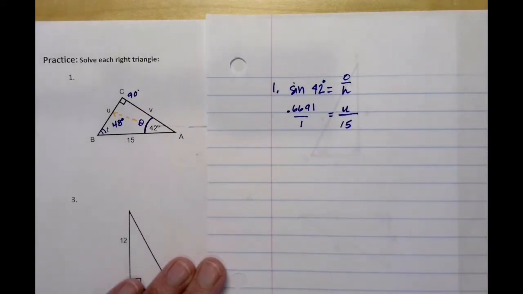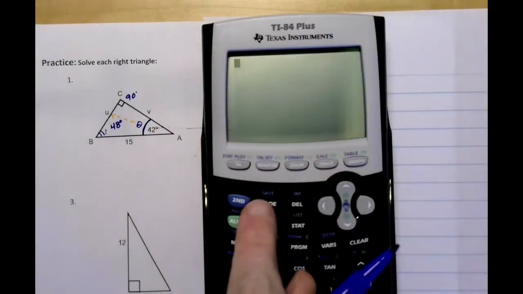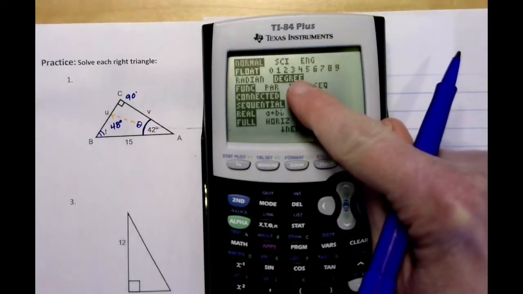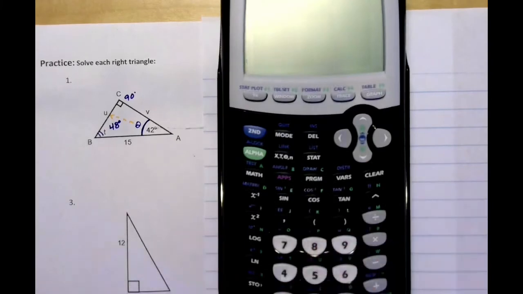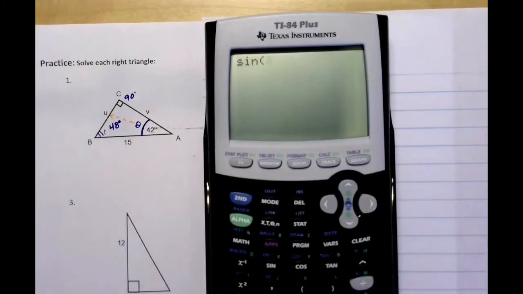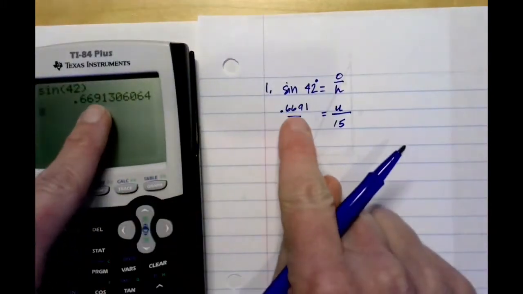Now, if you have a calculator, you can go ahead and use your calculator to give you that same value. Remember, you have to go to mode and make sure it's in degree. Once you're in degrees, you can ask the calculator, what is the sine of 42 degrees? Notice it's going to give you the same value that my chart did.